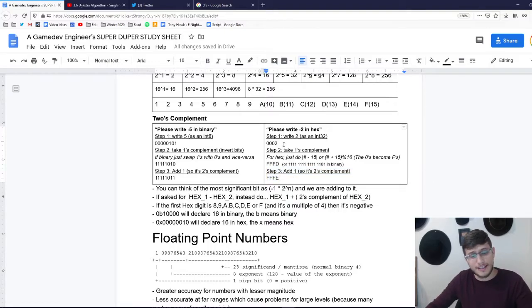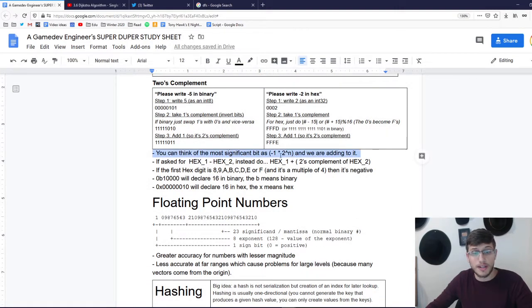So in hex, you take 2 in hex, then you do the 1's complement of 2 in hex, and then you do the 2's complement of 2 in hex. And then you've got -2 in hex. Wonderful. You can also think of the most significant bit in a binary number as -1 times 2 to the n, and basically all the other digits are simply adding to that.